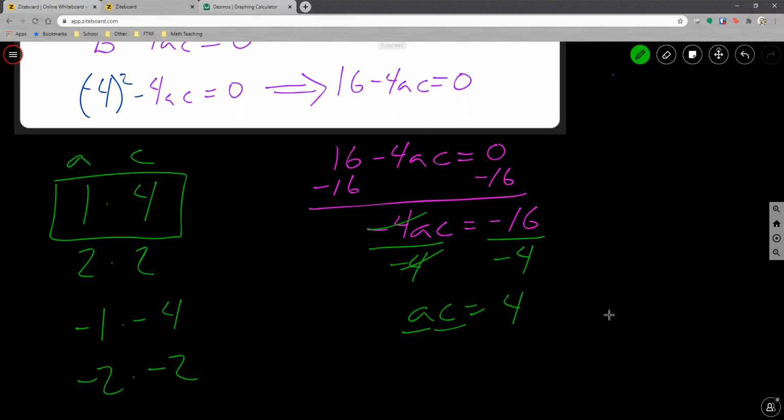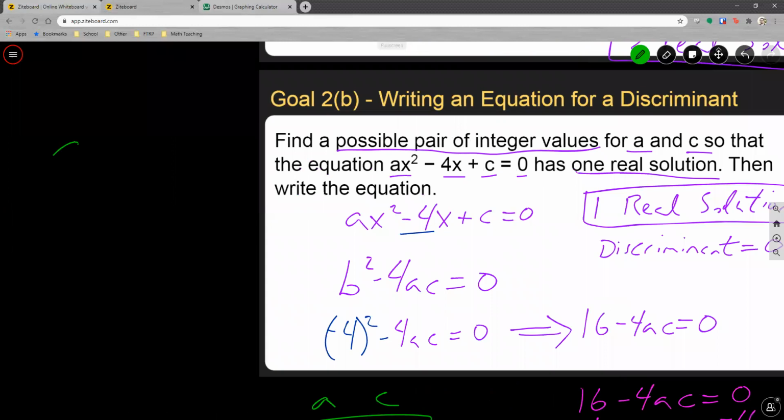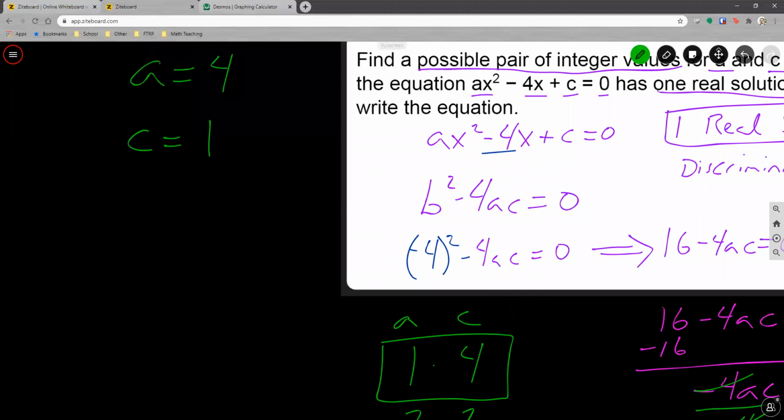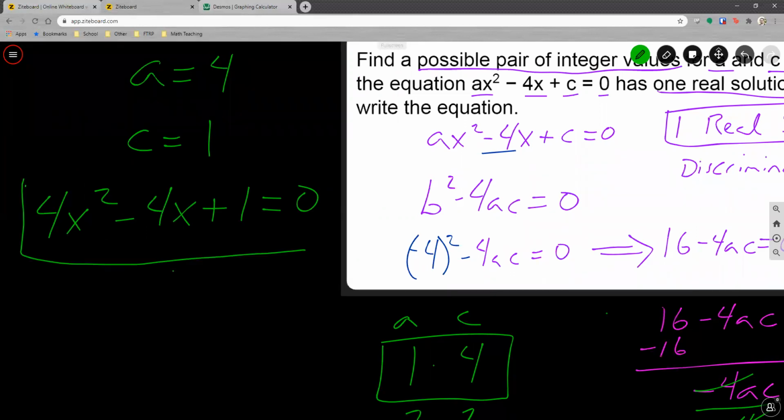I'm going to swap them though. I'm going to say a equals 4 and c equals 1. So if I plug those in, my equation will look like this. 4x squared minus 4x plus 1 equals 0. And now I've got an equation that has one real solution.